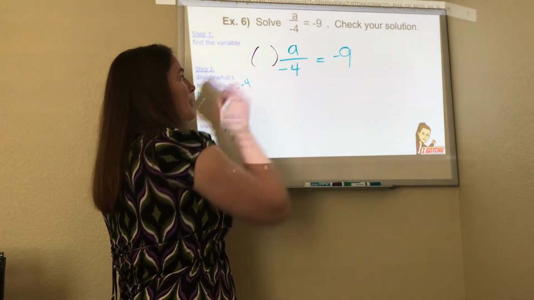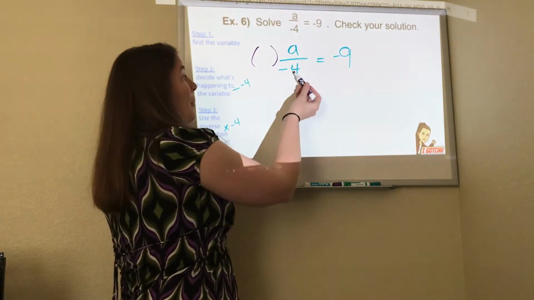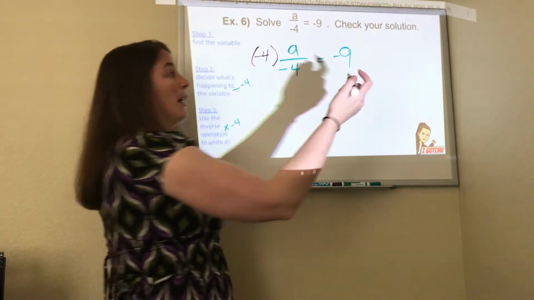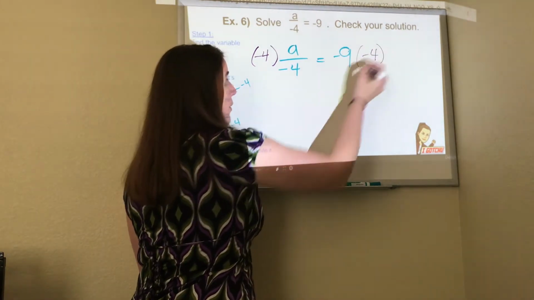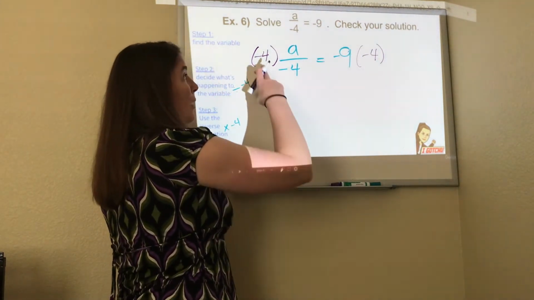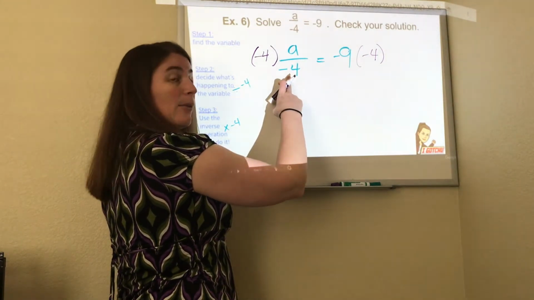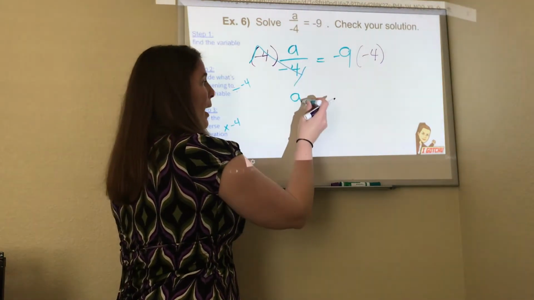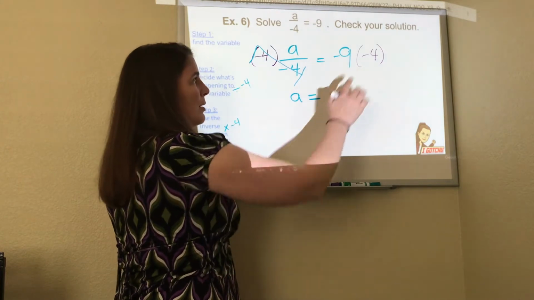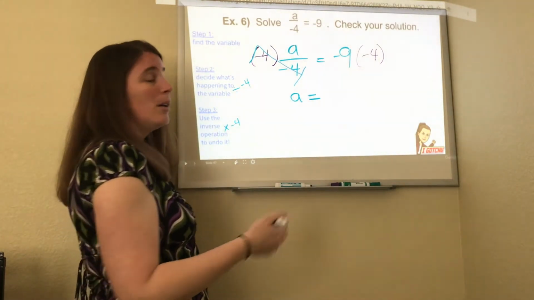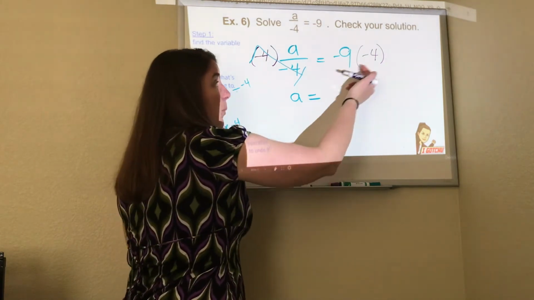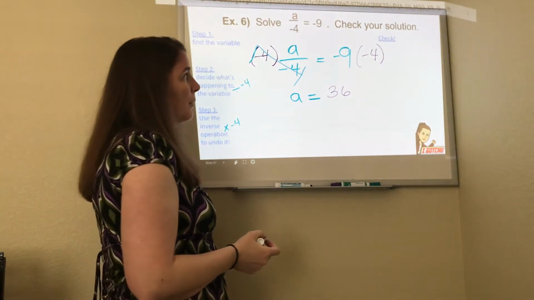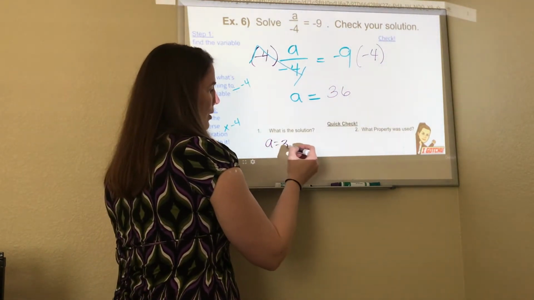You can use parentheses or a dot. It doesn't matter to me. I'm going to multiply by -4 on the left side, and if I do that on the left side, I have to multiply by -4 on the right. What happens if I have -4 divided by -4? That is 1, or your giant 1. So I'm just left with A on the left equals, and then -9 times -4. Well, a negative times a negative is a positive, so 4 times 9 is 36. So my solution is A equals 36.